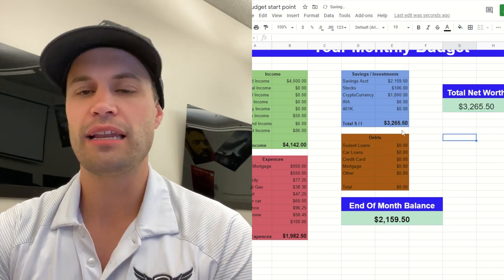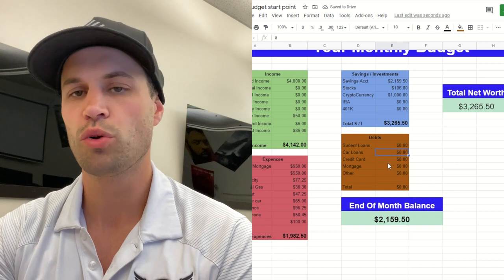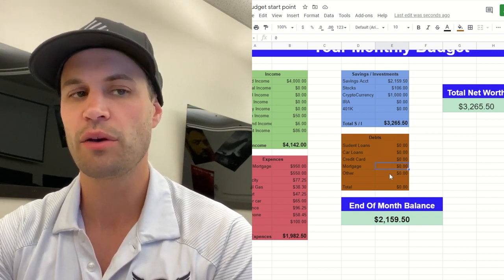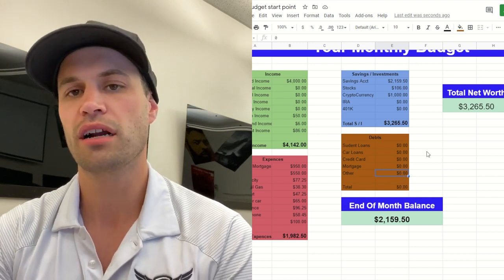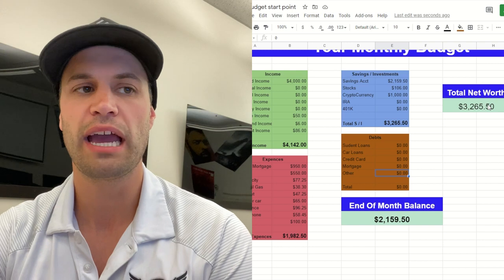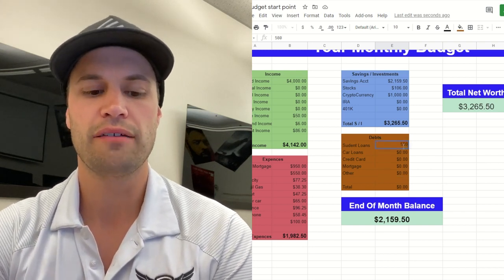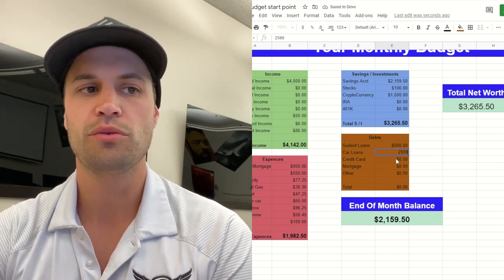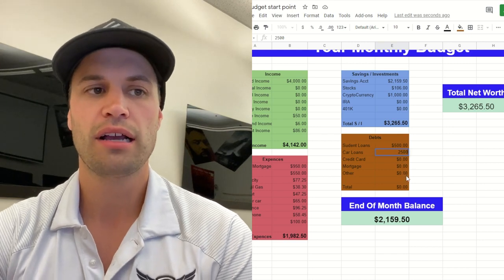But we haven't added in any debt. So if we have student loans, if we have a car loan, if we have rolled over credit card debt, if we have our mortgage, or if we have any other debt, we'd put that in here. That would total up and deduct from our net wealth. So let's just say we have $500 in student loans, we have $2,500 in car loans, and we're renting still, and we're good enough that we didn't put any money on our credit card.